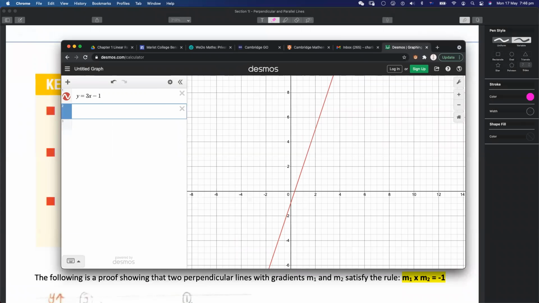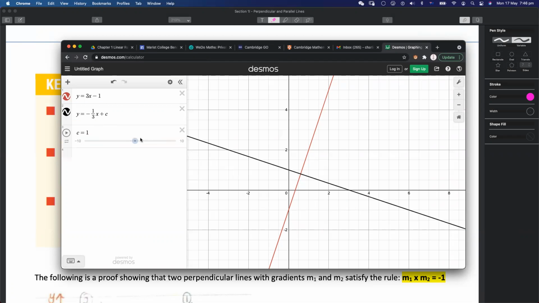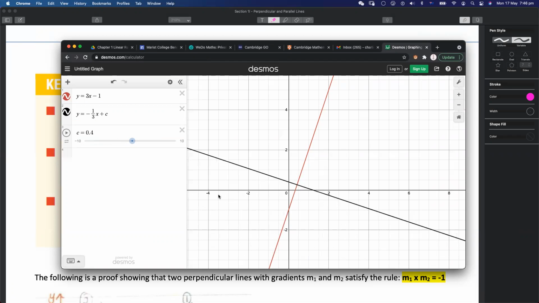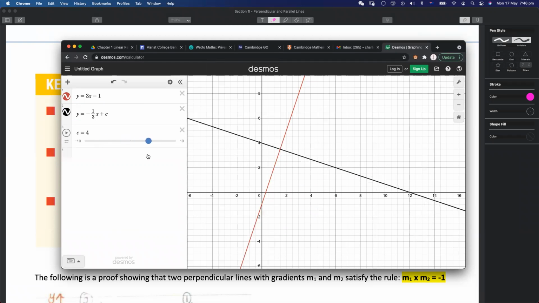So y is equal to -1/3 x, and you're going to see a line that is perpendicular to this red line. I can add c with a slider. No matter what c is, it's always perpendicular to the red line. As long as the product of m1 and m2 is equal to -1, this happens.